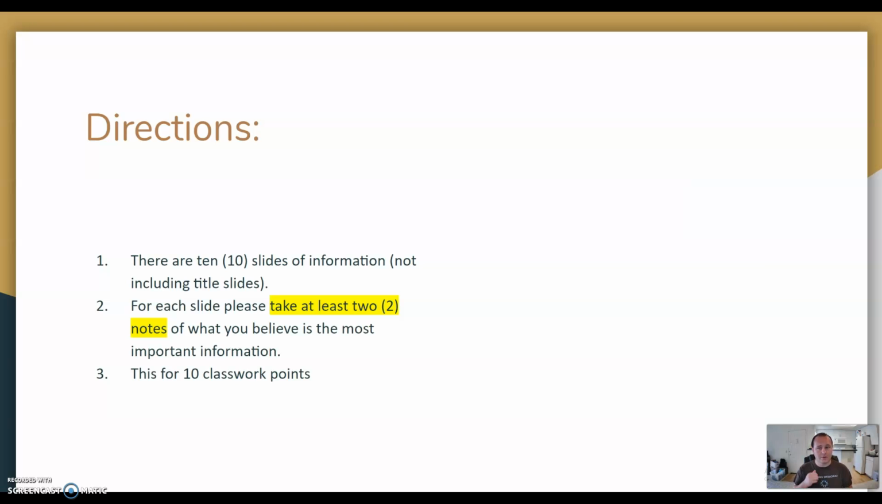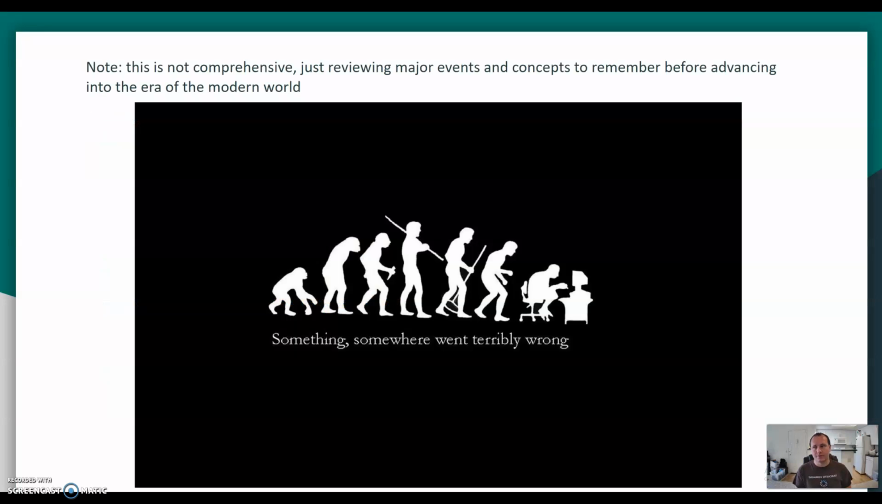So the directions, guys, are real simple. There are 10 slides of information here, not including the title slides. For each one, I want you to take 2 notes, and the total 20 notes is going to be worth 10 points. So I'm giving you a half point per note because it's notes, guys. Okay, this one's not a super difficult activity, so I want you to follow along.